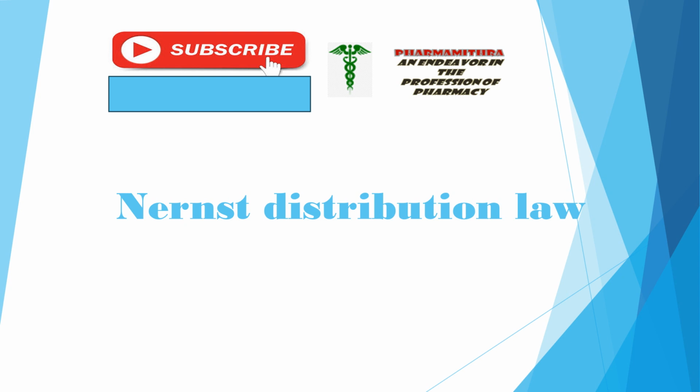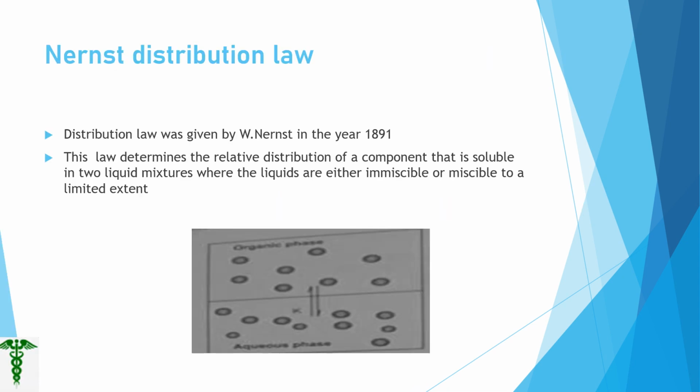The same practical aspect that we do in the practical lab, we are going to execute based on what principle, how we are performing the experiment. So the Nernst distribution law idea was given by the scientist Nernst in the year 1891. This law gives an idea about the relative distribution of a component that is soluble in two liquid mixtures where the liquids are either immiscible or miscible to a limited extent.